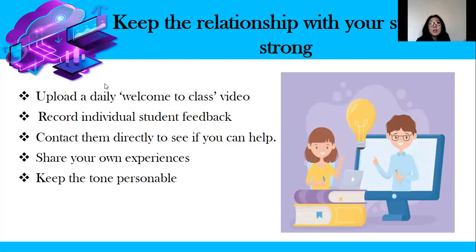And we of course need to keep the relationship with our students strong. As I have said before, we can't see their faces. We can't talk to them except in lessons. So what do we need to do? We need to keep these relationships with our students. What can we do? We can upload a daily welcome-to-class video, or even send them a voice message, like, "Hello, my student, how are you doing? I miss you so much."